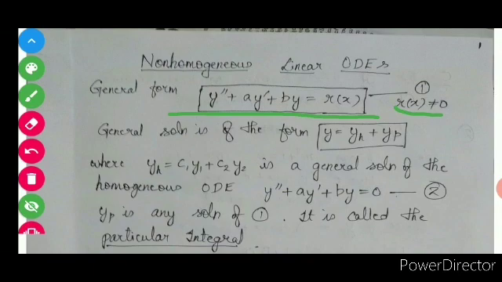If r of x is equal to 0, it is called a homogeneous differential equation, and you have already studied how to solve such equations. We will be looking at the case where the right hand side, that is r of x, is not equal to 0. To be a bit more specific, we will be dealing with cases where the coefficients a and b are constants, that is, they are just real numbers.